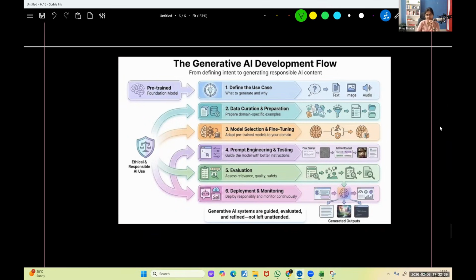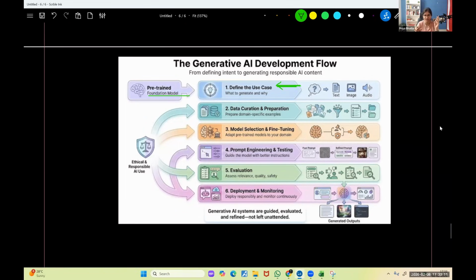So what is happening? We have one foundation model available. We have one pre-trained model available. We will define the use case, whatever the problem statement we are solving right now. For example, let's say you are writing a use case that you will give some features of an elephant and you want a picture of an elephant at the end of the day. So what do you want to generate and why do you want to generate?